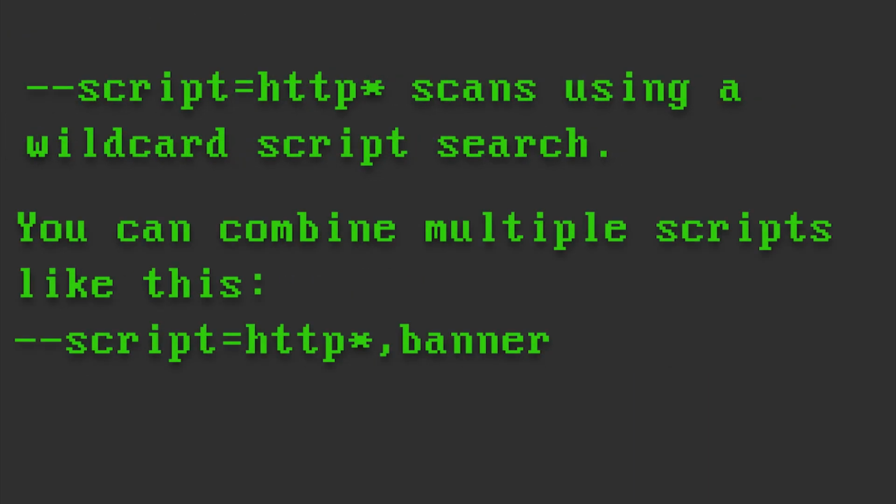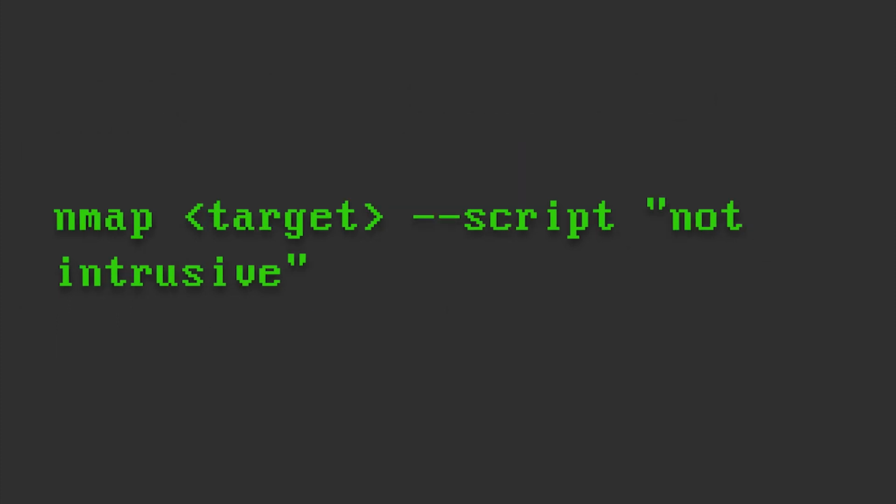Another example is --script=http-*, which means the scan runs using a wildcard script search. That means it will execute every script prefixed with http-. You can combine multiple scripts like this as well. --script=http-*,banner. That would run all of the HTTP scripts and the banner script at the same time. You can scan using the default scripts, but remove the intrusive ones by using "not intrusive", e.g. nmap target --script "not intrusive".